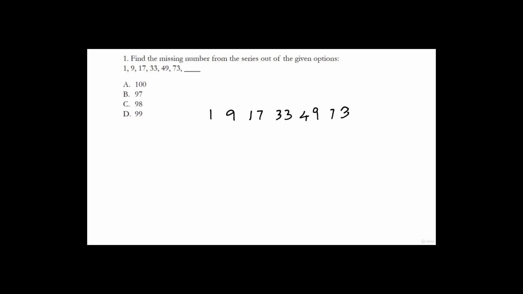Now, the difference between 1 and 9 is 8. Difference between 9 and 17 is 8. 17 and 33, the difference is 16. 33 and 49, the difference is 16. 49 and 73, the difference is 24. So if you see, the differences are 8, 8, 16, 16. The next differences are 24 and 24. So 73 plus 24 will give the next number, which is 97. So option B is the correct answer.